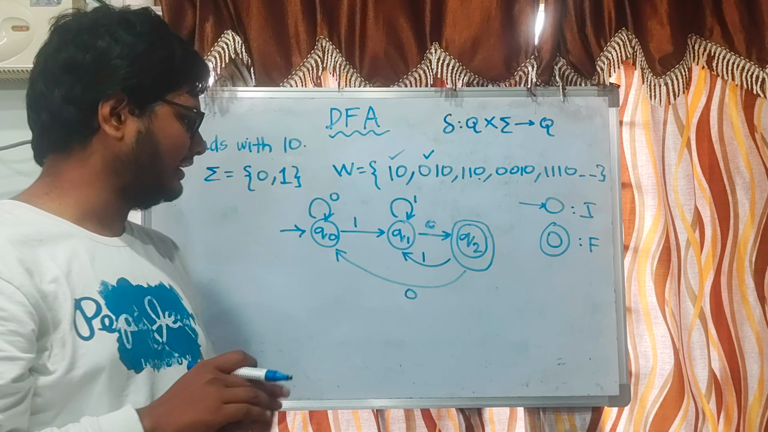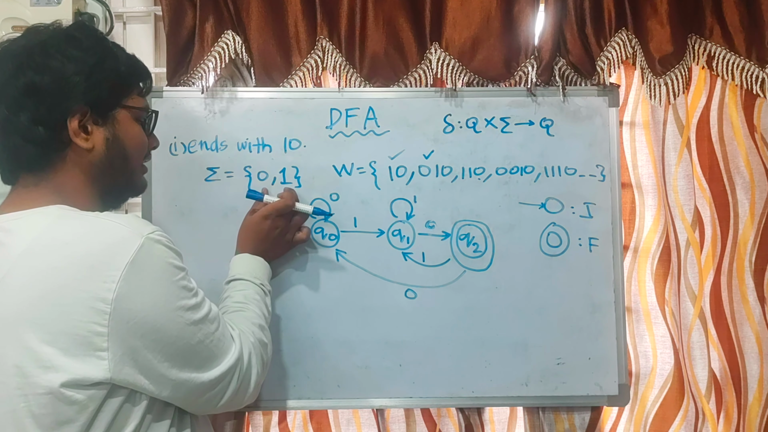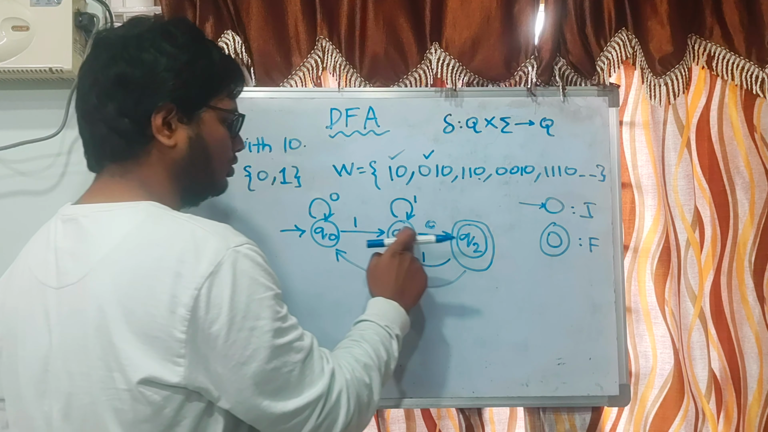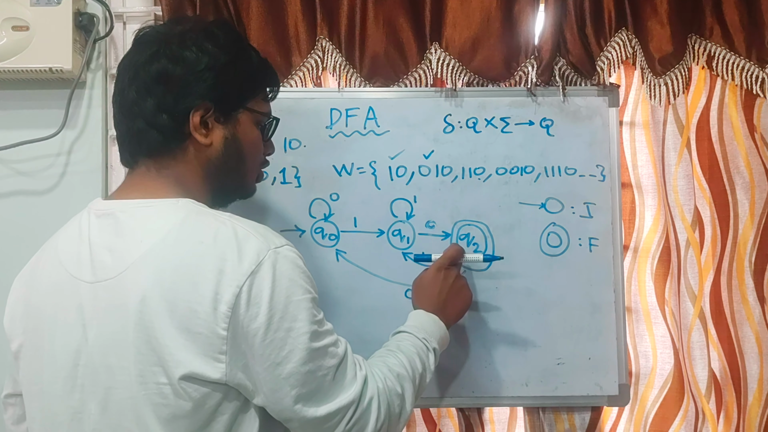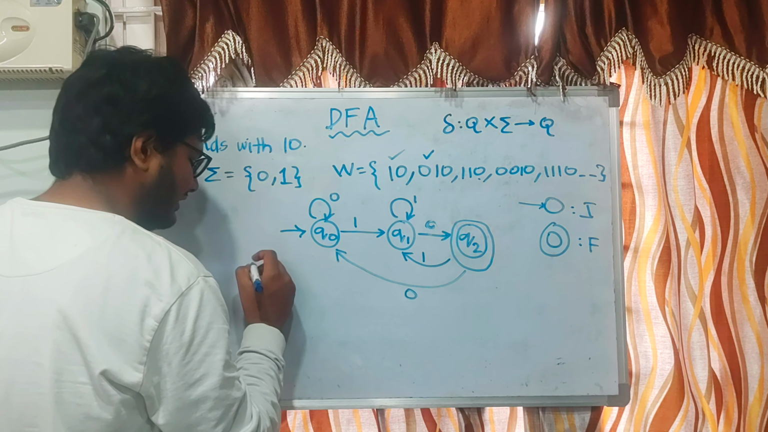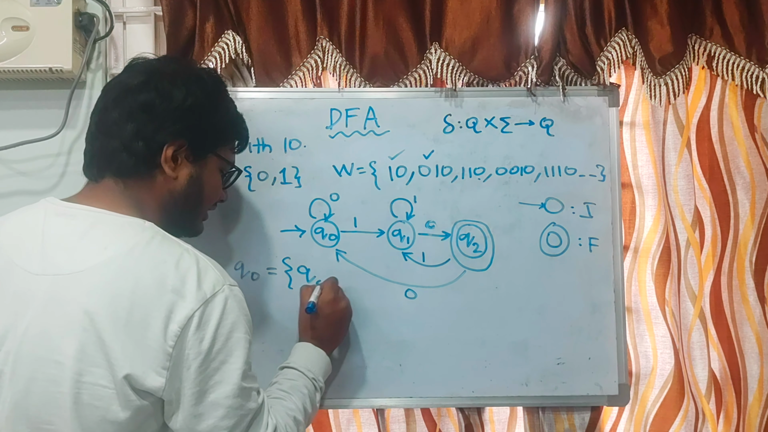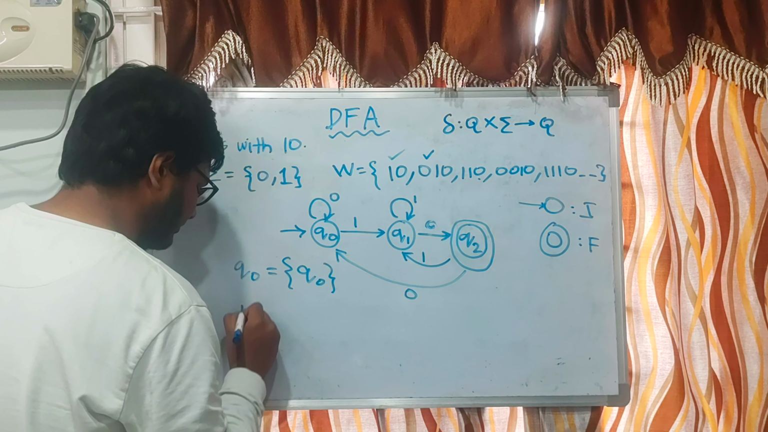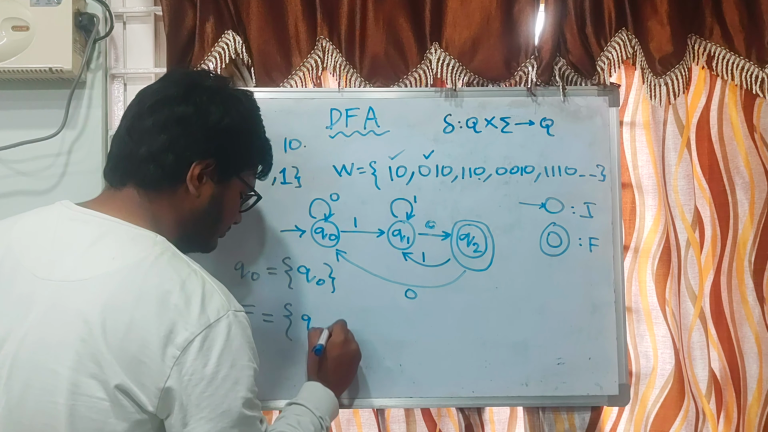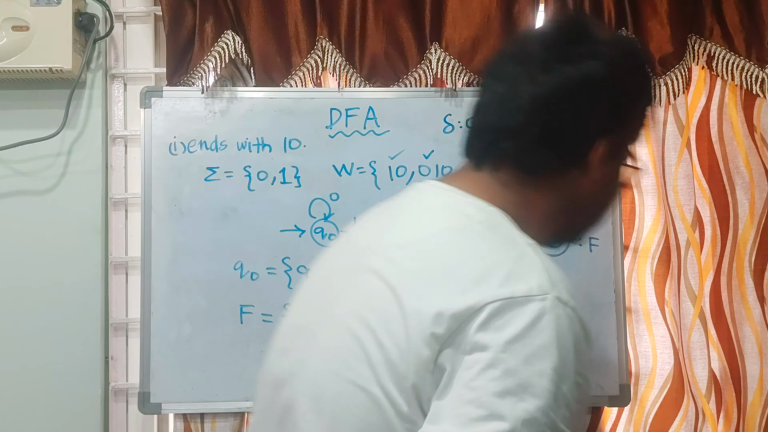Now check whether for every state on every input alphabet we have a transition or not. Q0 on 0 and 1, Q1 on 0 and 1, Q2 on 1 and 0. Okay, we have this. Now we have discussed the other tuples, right? Q0, in this case that is the initial state Q0 itself. Next F, in this case the final state is Q2. This is the finite automata. Now let us draw the transition table for this.